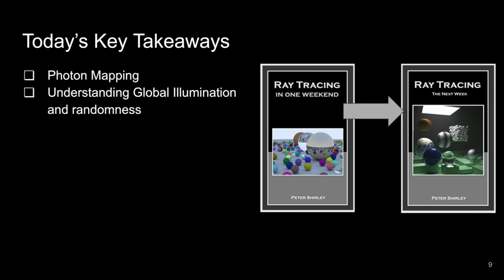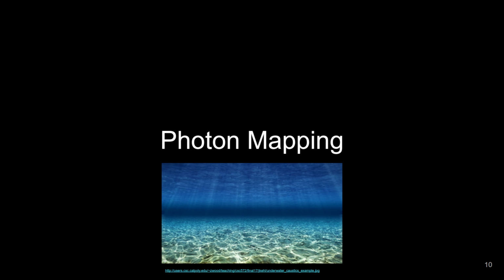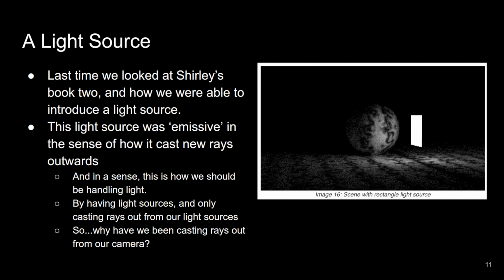So key takeaways from today: this idea of photon mapping. I'm going to talk about another rendering technique that you should be aware of. It's not really touched upon in the second book, or I guess it's maybe touched upon just a little bit, but we need to talk about it here. And it's this idea of photon mapping. Okay, here's an image of something that's been done with photon mapping.